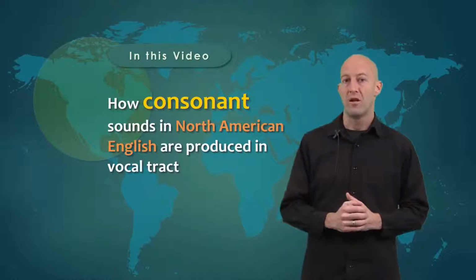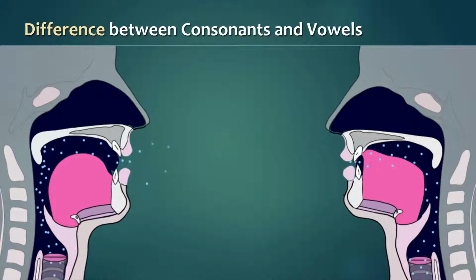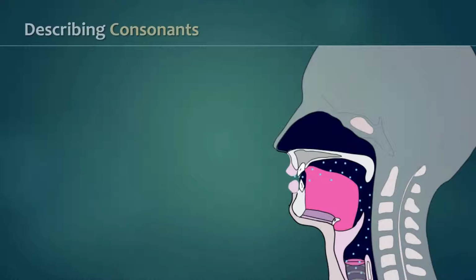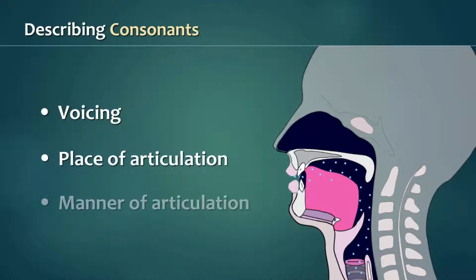So, just a note, we will be focusing on the phonetics of spoken languages, and more specifically, consonant sounds in North American English in this video. So, what's the difference between consonants and vowels, you might ask? Well, basically, consonants involve some constriction of airflow, whereas vowels do not. When linguists describe consonant sounds, we use three criteria: voicing, place of articulation, and manner of articulation. Let's talk about each of these in turn.